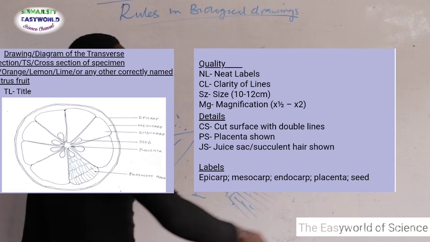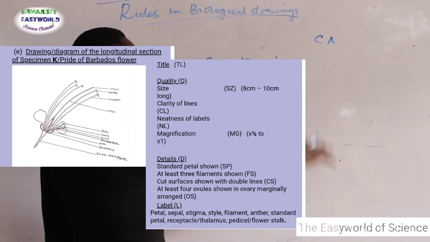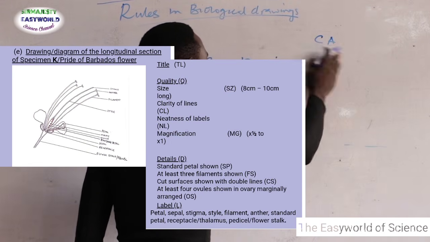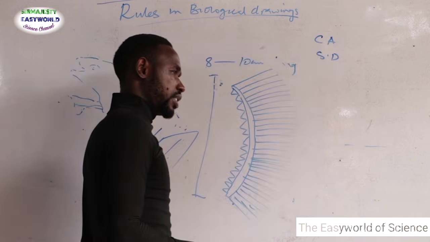So while marking a diagram in biology, you see them, right? Every diagram has its own marking scheme. CA, caption, or they may write it TL, title. Then SD is constant, size of your drawing.